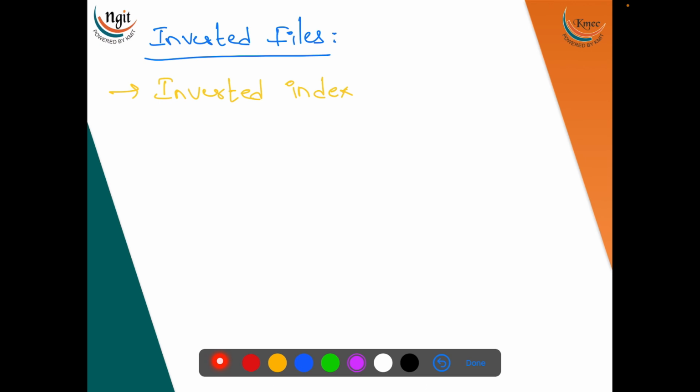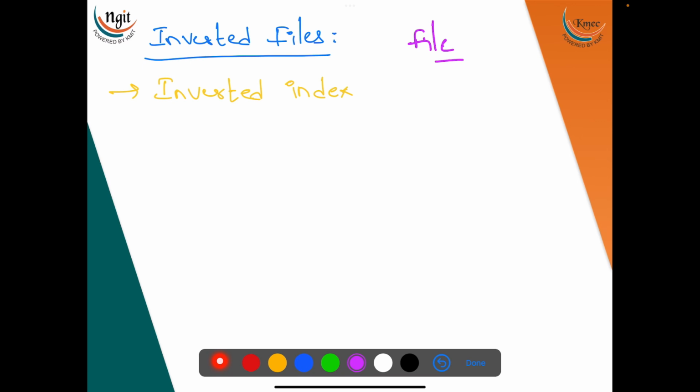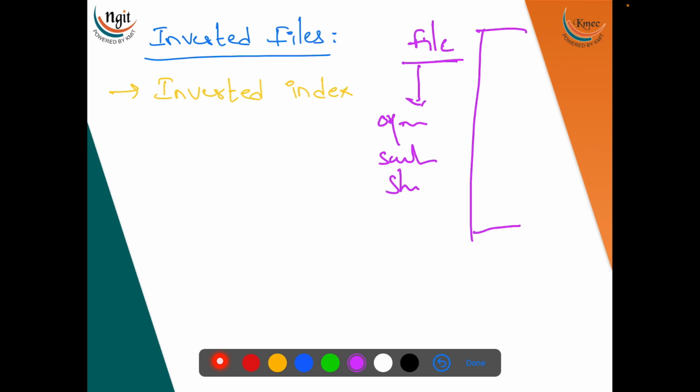Whatever information is there, it has to be organized. As I said in the previous example, if you want to search a keyword, a file keyword, this file keyword is associated with many websites. All this website information is available in the form of a database with the search engine. Now, for search engine optimization, this information has to be organized, sorted, and stored.